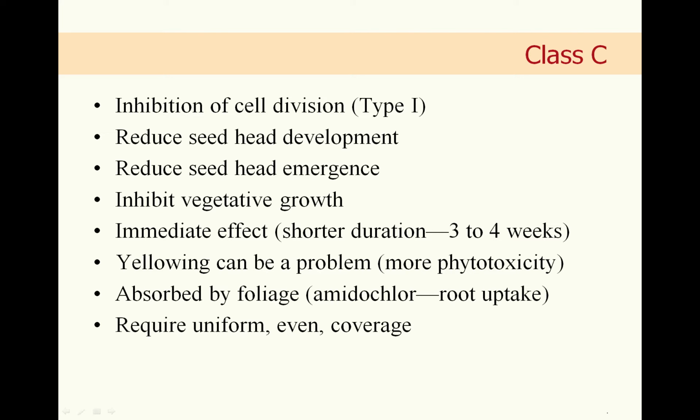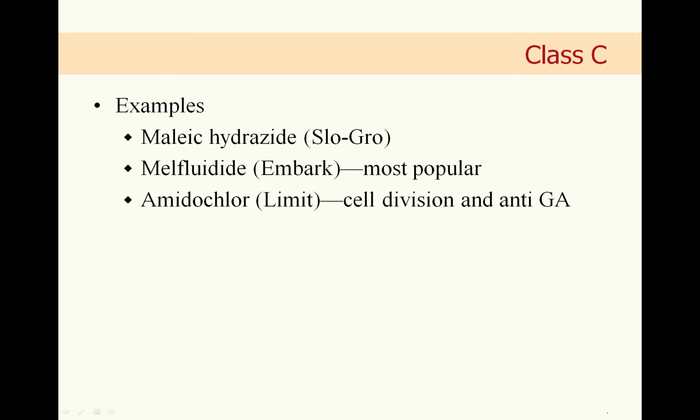Class C would be the old type 1 compounds. These are a little more phytotoxic because they're affecting the growth points. They can be used for seed head development and emergence control. They're absorbed by the foliage, so primarily, most of the products are. There's some exceptions like imazethapyr, but a little easier to get on. Some examples of these compounds would be maleic hydrazide, mefluidide, and then imazameth.